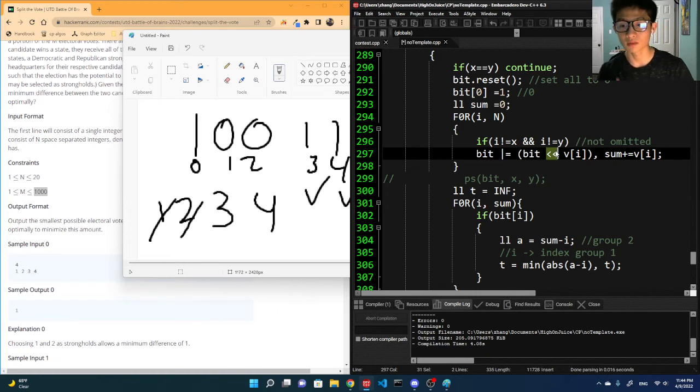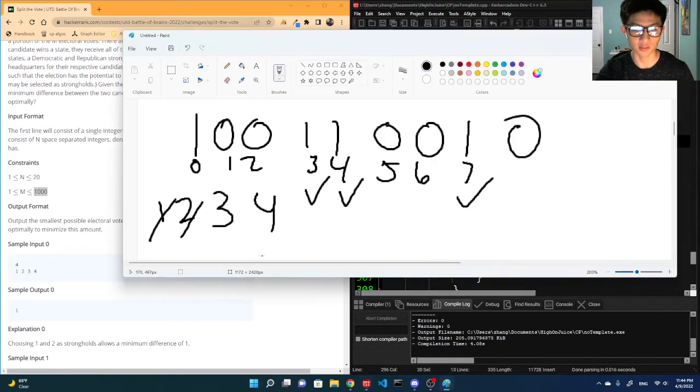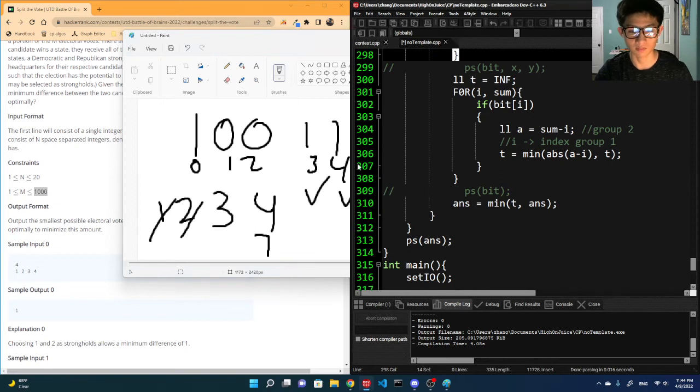Yeah. I also compute the sum while I'm at it. If it's not equal to x over y, I'm just going to do the sum. That'll be 7 in this case. But yeah, that's how you do your bit set.